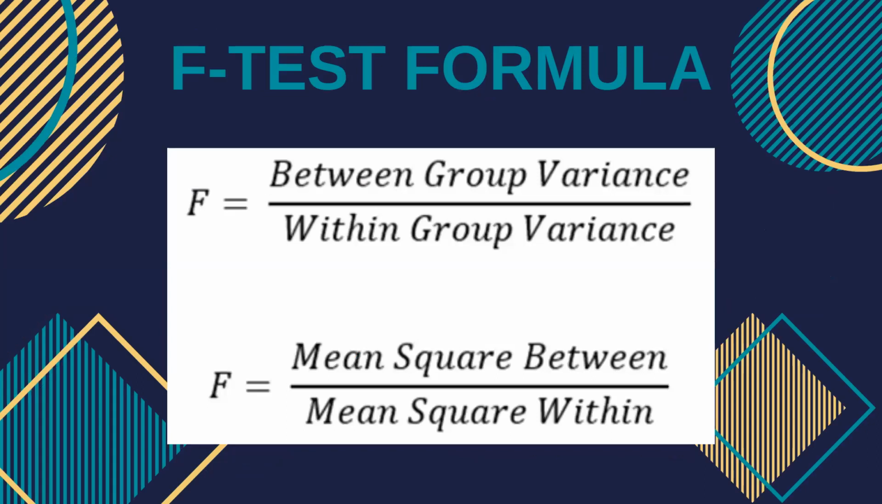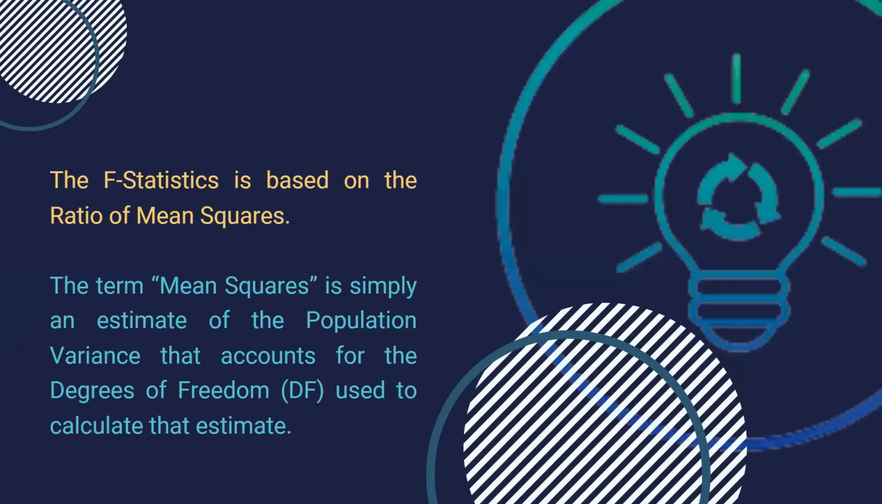This is the F test formula, where F is equal to between group variance divided by within group variance, or mean square between groups divided by mean square within groups. The F statistic is based on the ratio of mean squares. The term mean squares is simply an estimate of the population variance that accounts for the degrees of freedom used to calculate that estimate.